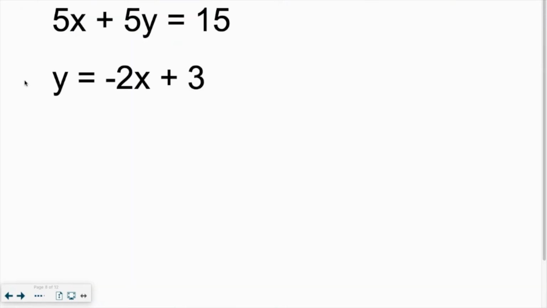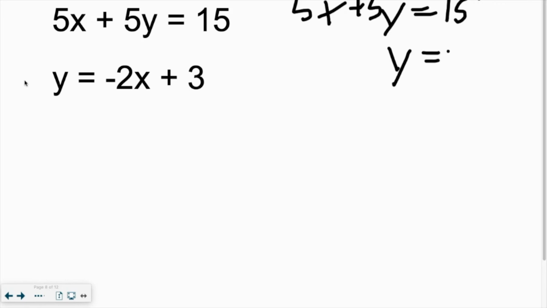This one looks a little bit different. We're going to still use the same thing with elimination. We're talking about the equal sign, so as I mentioned before, I'm going to rewrite this right away so it's a little bit helpful to us to see it. 5x plus 5y equals 15. It's the same thing, Mr. Walls, I know, but line up those equal signs.